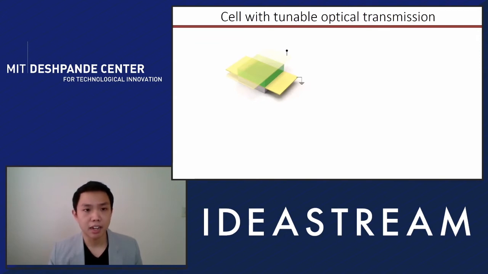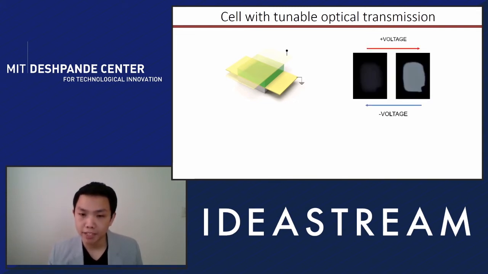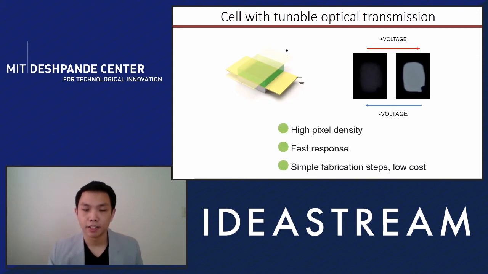Our project started out with looking at cells with tunable optical transmission. Our cells are very simple. It consists of two metallic layers sandwiching an oxide barrier. When you apply a voltage across this cell, you can toggle it between a transparent and opaque state. Due to the simplicity of the cell, we have very high pixel density, very fast response, and it can be fabricated at very low cost.